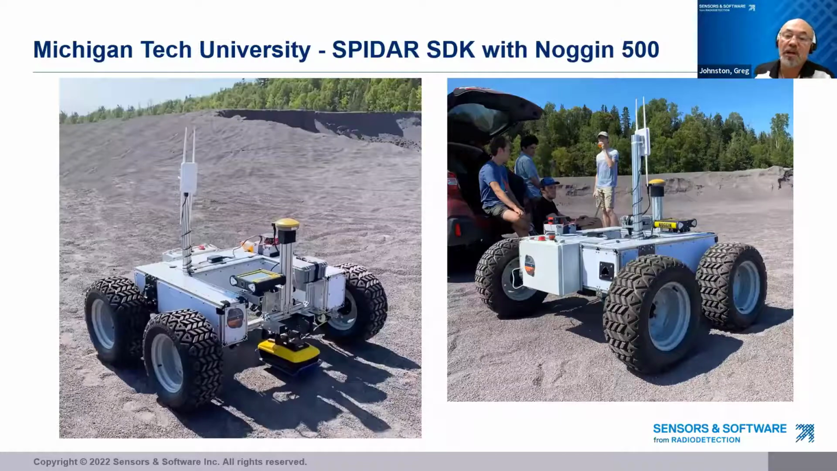One of the first SPIDAR SDK customers earlier this year was Michigan Tech University, who's working on a project with NASA to integrate a noggin GPR into a lunar rover. They sent us a couple photos here. You can see what the rover looks like, the size of the rover, and you can see a noggin 500 integrated in with the rover. So this is one of our first customers using SPIDAR SDK.